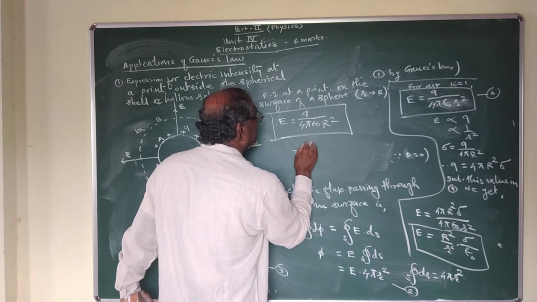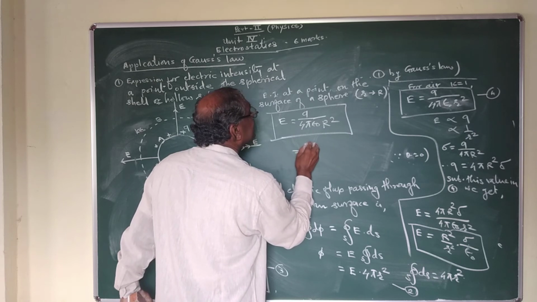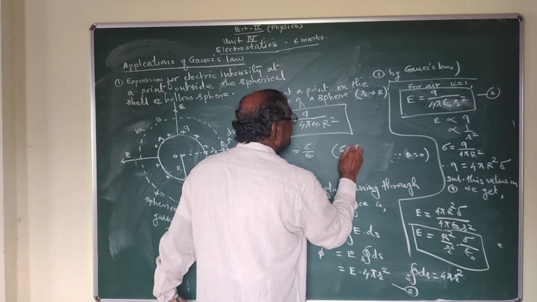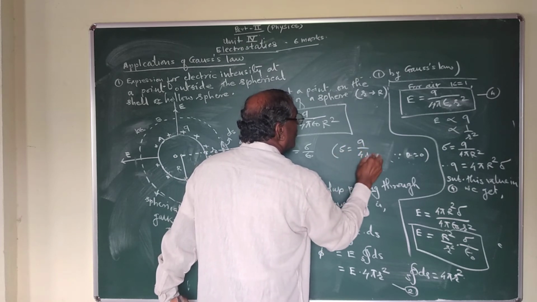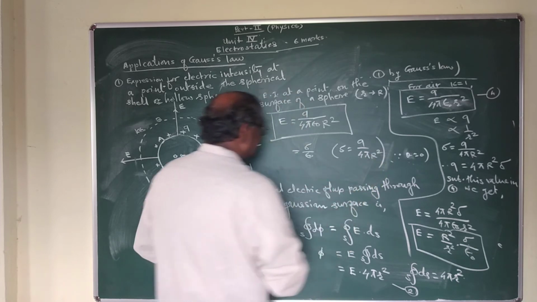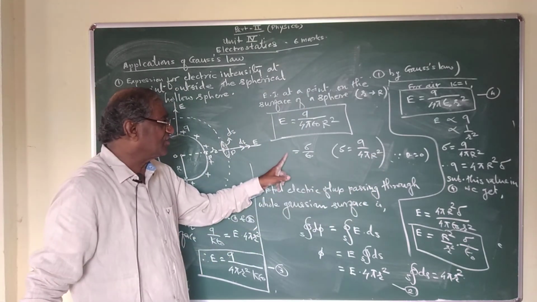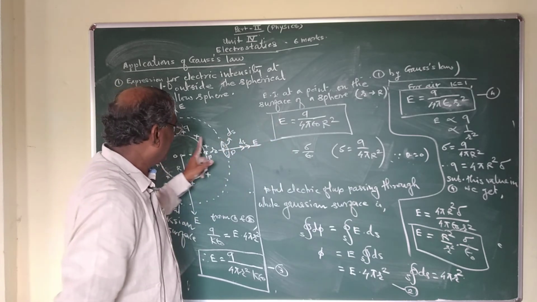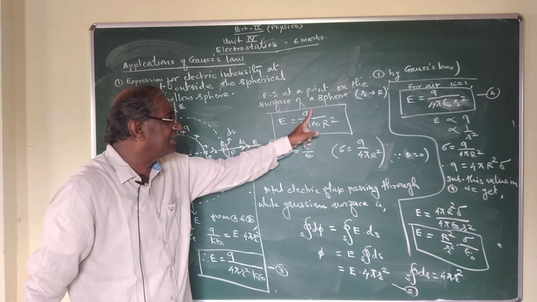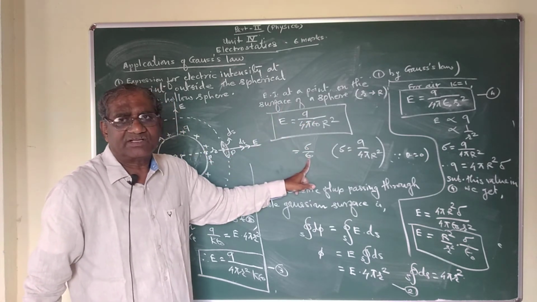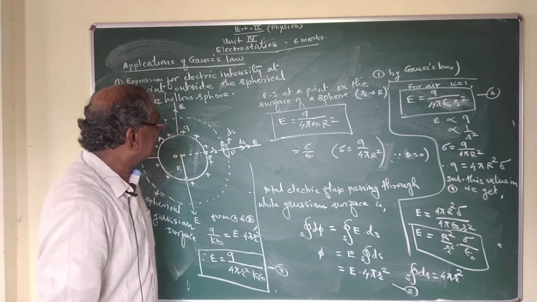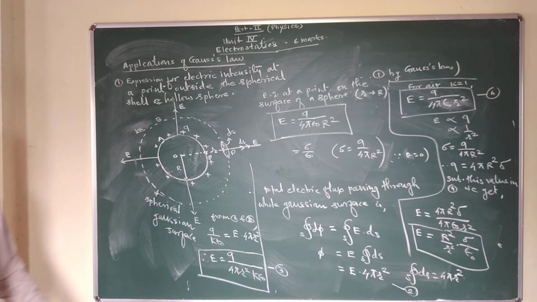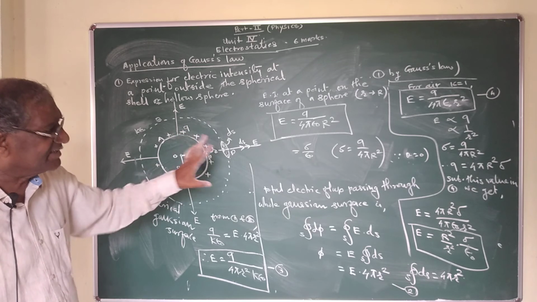This can be written as sigma upon epsilon 0, since sigma is equal to q upon 4 pi R square. That is another form. In terms of surface density of charge, this is the electric intensity at a point on the surface of the charged sphere, in terms of charge and in terms of surface density of charge. So this is one of the applications of Gauss law.